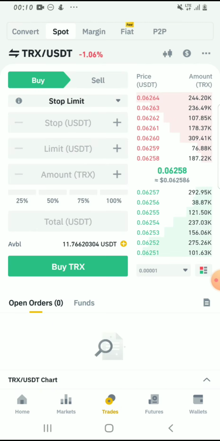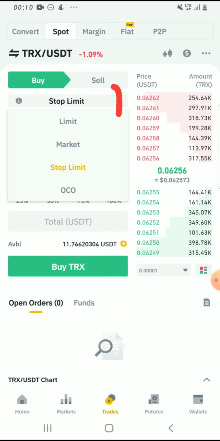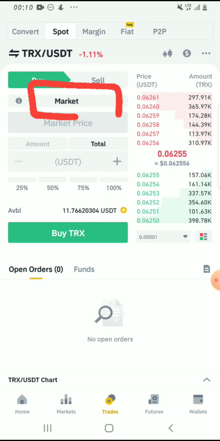Here we are. You can see I've deposited some dollars into my spot wallet, approximately $11.8 in my spot account. So now we are going to buy some TRX. First we start with the market order, so I'll change it to the market order.